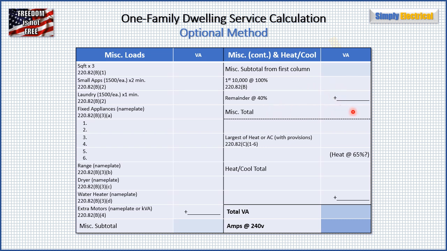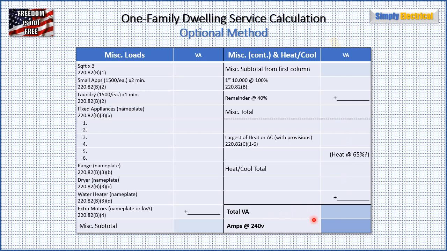After we've got that, we're going to take our heat and cooling and find out which is the largest, and it's not quite that simple. There are some provisions that we got to take into account, but I have a little note here that says heat at 65% with a question mark, because by far that's the most common way you're going to use this part of the table, is you're going to be taking your heat at 65%, and we'll explain that when we get into it.